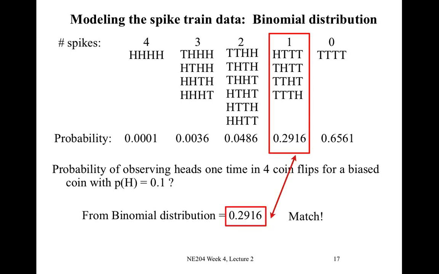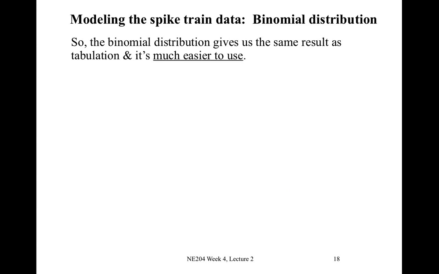So we can use our formula, and it's a much faster way to address and compute these probabilities than trying to list out all of these values by hand. And maybe we can make this list for the case of 4 coin flips, but what if we have many more coin flips? And we'll consider that in a moment. So the point of using the binomial distribution is it gives us the same result as that tabulation, except it's much easier to use. We no longer have to make these lists.